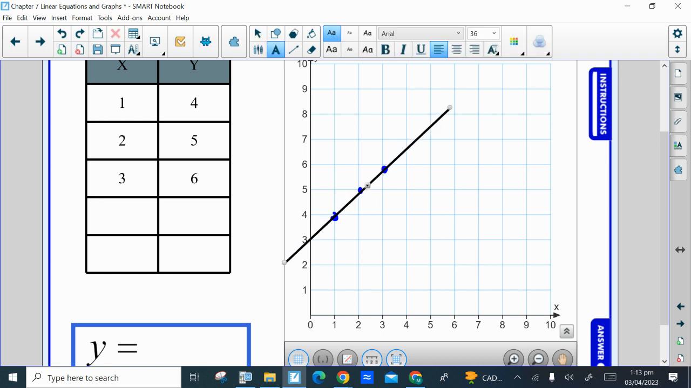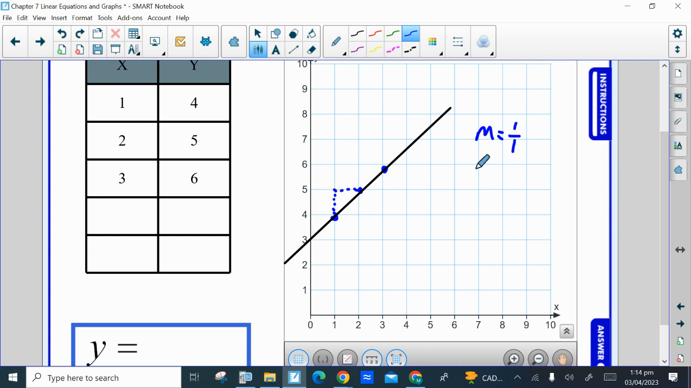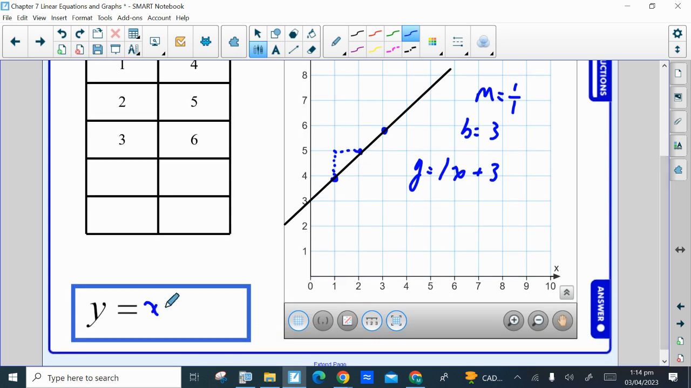And you can tell by looking at the line that m, the slope, is 1, because from any point to the next, you're going to rise 1 and run 1. And b, the y-intercept, is 3. You can see that on the graph as well. So the equation will be y equals 1x plus 3, or just y equals x plus 3. That would be the equation of that line in slope-intercept form.